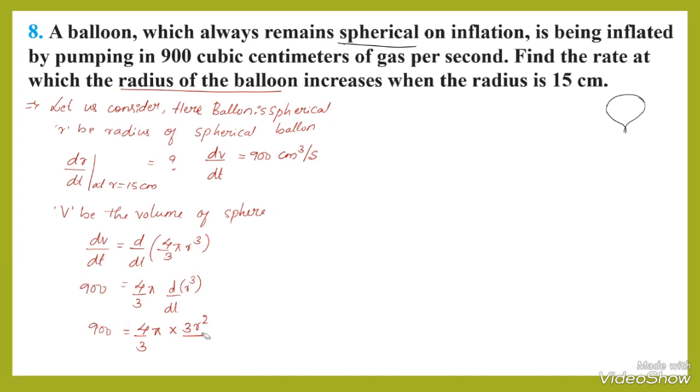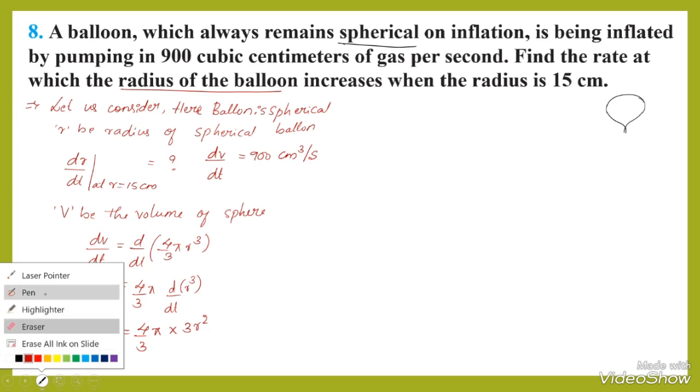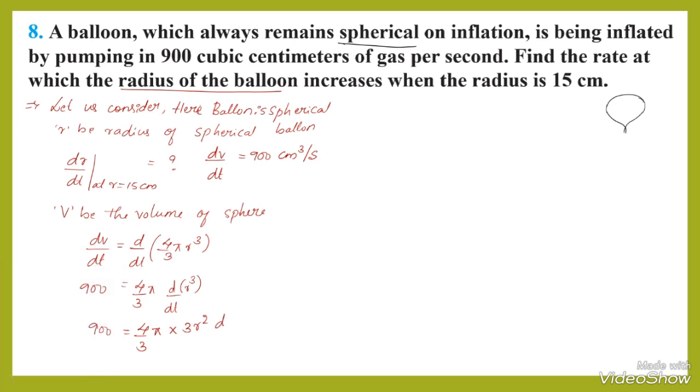Now I can take dr by dt. We want dr by dt. That's why I'm taking all the values on the left side. It becomes 900 into 3 divided by 4 pi into 1 divided by 3r square. First, the 3 gets cancelled.